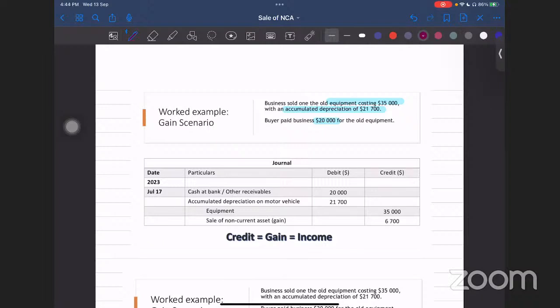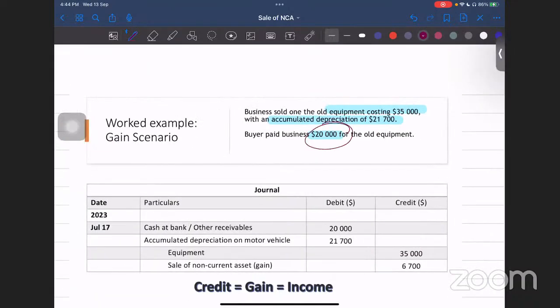Like what I went through just now, the first step will be cash at bank. When I sell, I will receive 20K. So this one will be debit cash at bank, right? Because I receive it, cash at bank increases, I'll debit cash at bank. Then I sell equipment. This equipment is no longer in my business, so I need to remove it, I need to minus it. So credit equipment. This one, asset decreases.